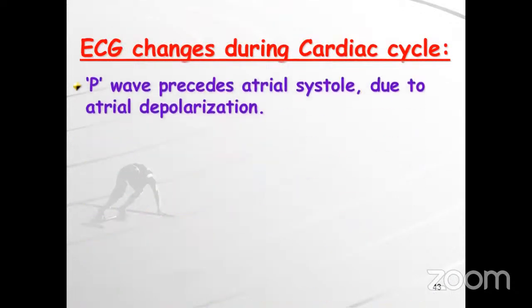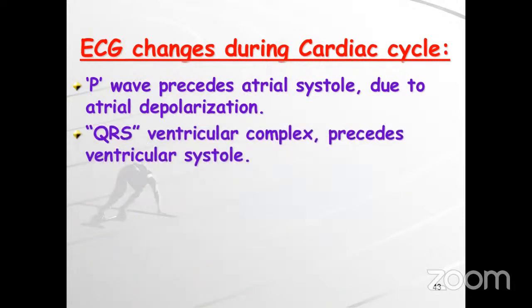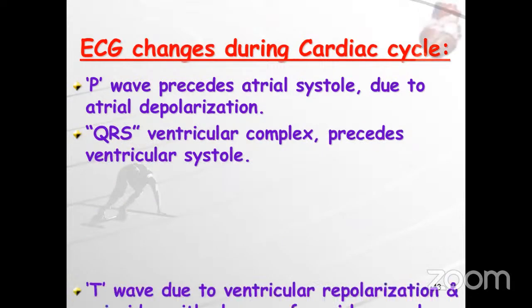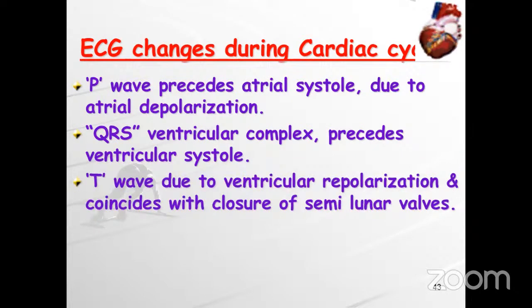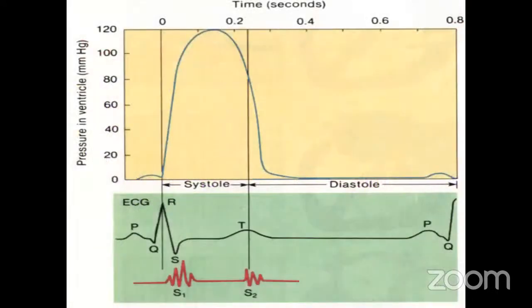Let's see the ECG changes during the cardiac cycle. The P wave precedes atrial systole due to atrial depolarization. QRS is the ventricular complex that precedes ventricular systole, and T is due to ventricular repolarization and coincides with the closure of the semilunar valve. Here is the diagram which shows the P, QRS and T waves, also the heart sounds and the ventricular pressure.